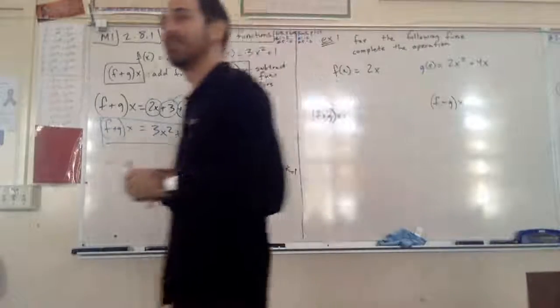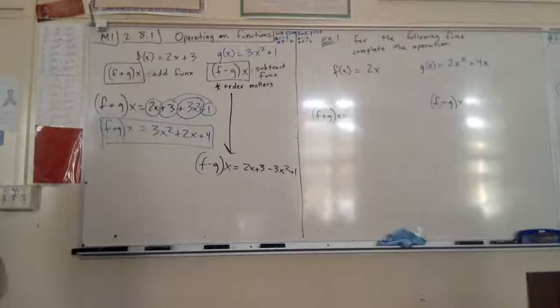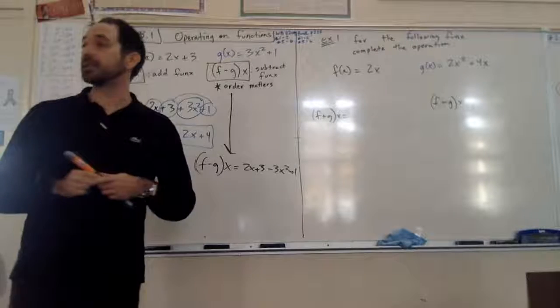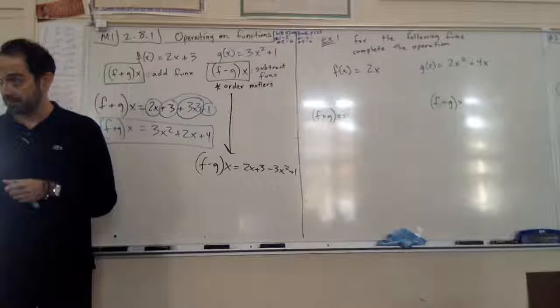One second. Jude, you got it? Okay. All right, let's listen to Jude. He has an idea. Jude, why isn't this correct? Because 1's supposed to be a negative.